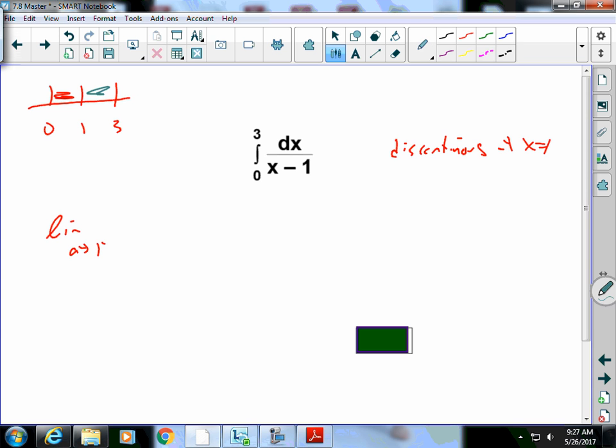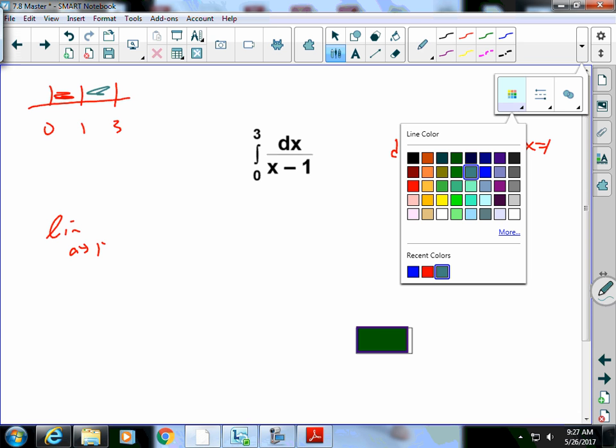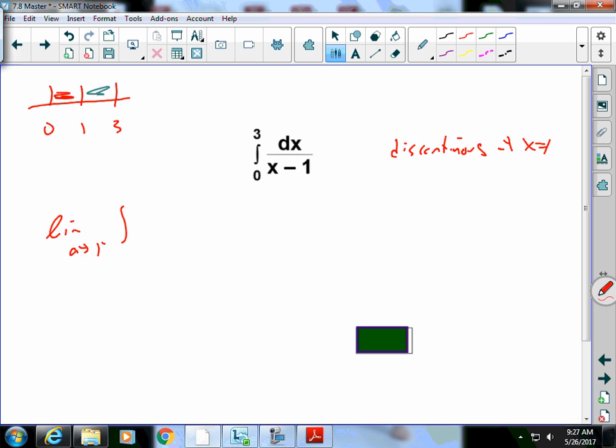So the first part I'm worried about is going to go from the left, and that's from 0 to a, as a approaches 1 from the left, of 1 over x minus 1 dx, plus the limit as b approaches 1 from the right this time, because I'm still approaching the same number, it's just I'm approaching from another side, b to 3 of 1 over x minus 1 dx.